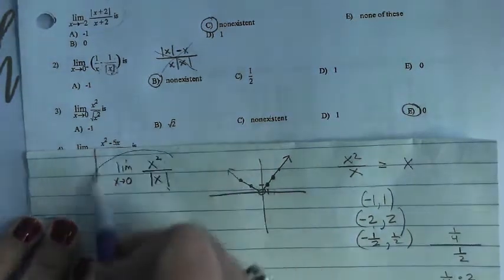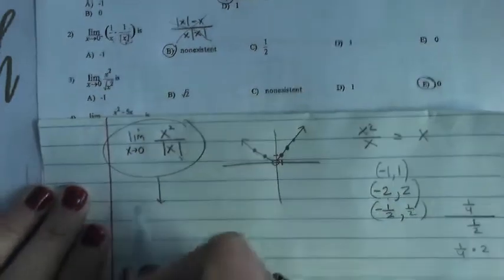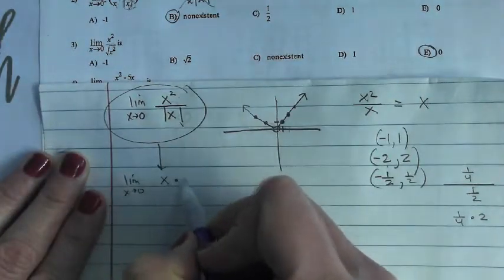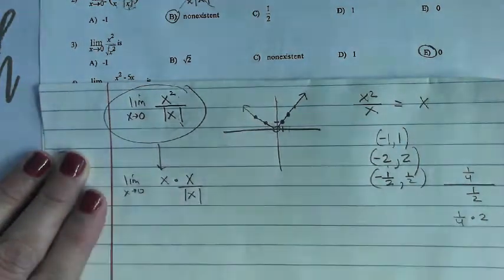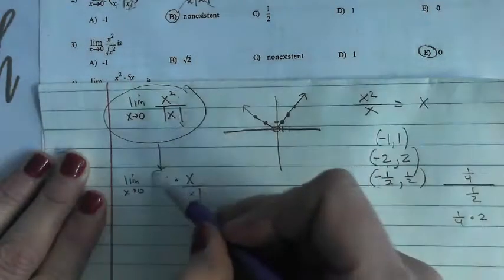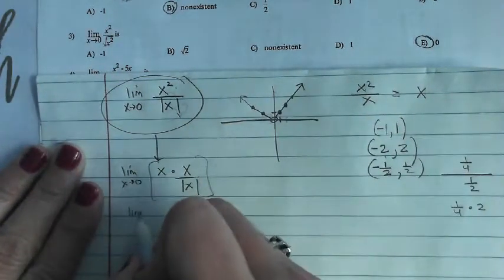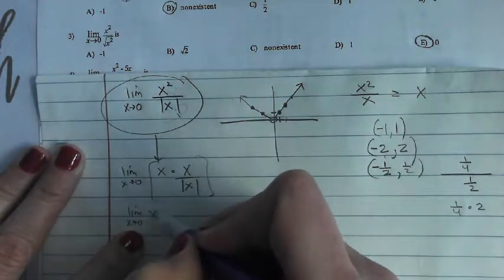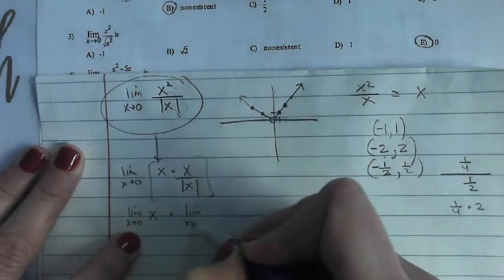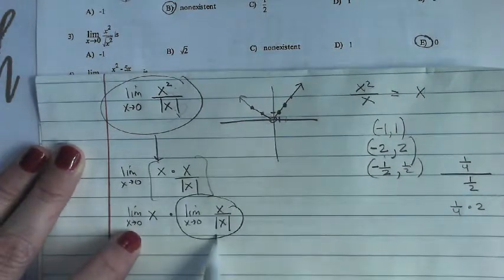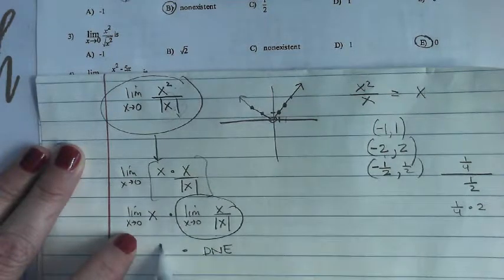What if I did this? And I'm just playing. I don't know where it's going to lead me, so you don't feel like you have to write this down. But what if I split this up into x times x over the absolute value of x? And using our properties, we should be able to take the limit as x approaches 0 of x and then multiply it by the limit as x approaches 0 of x over |x|. Now we should know that this is what? Does not exist. Times 0.